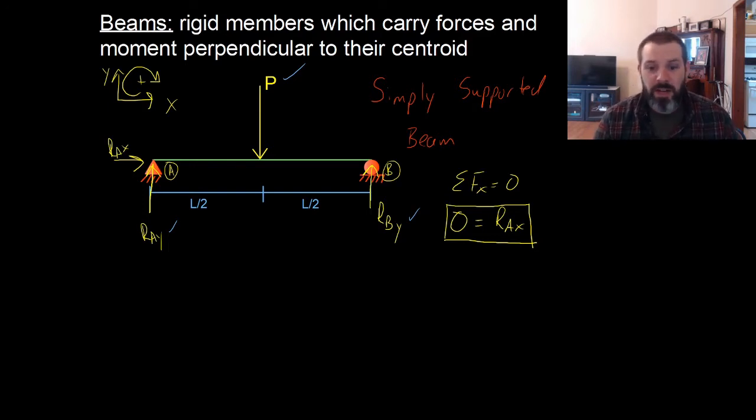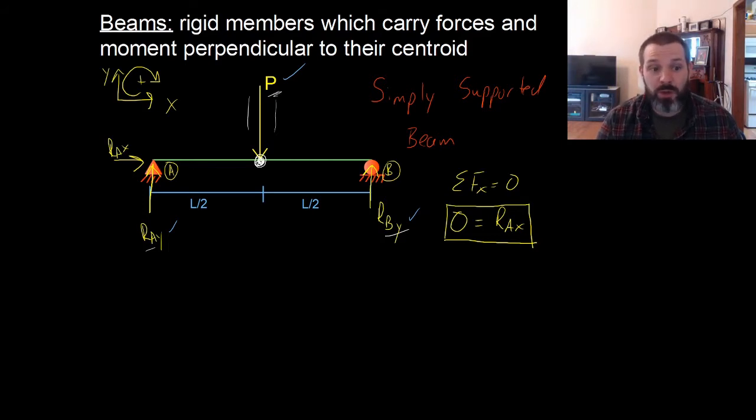So the better idea is to sum the moments, and we can sum the moments at any point. So let's say we decided we wanted to sum the moments around the point load P. The point load P acts through a single point, and if we sum the moments there, there's no distance to create a moment, so P doesn't come into the equation at all. But RAY and RBY do. So if we sum the moments around P, we still have 2 unknowns in 1 equation.